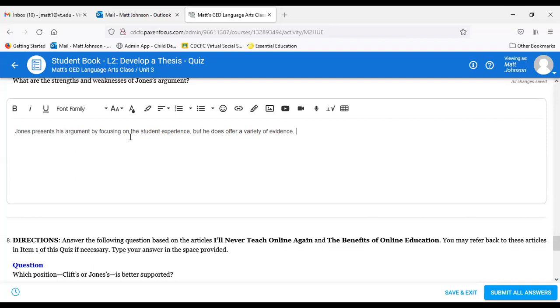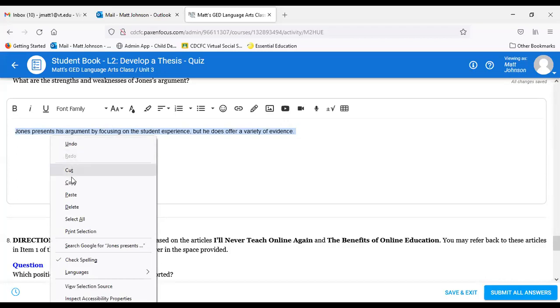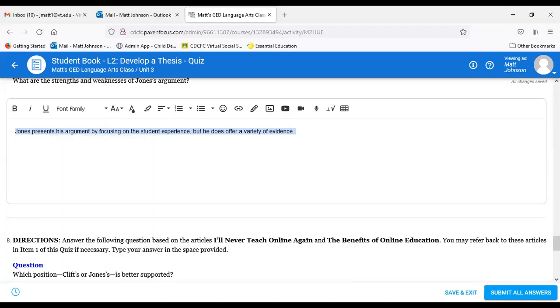So yeah, did I copy and paste that yet? I don't think I did. Let's take a look. Okay, here is that one. Yeah, there it is. Jones presents his argument by focusing on the student experience, but he does offer a variety of evidence. Okay. Moving along here.